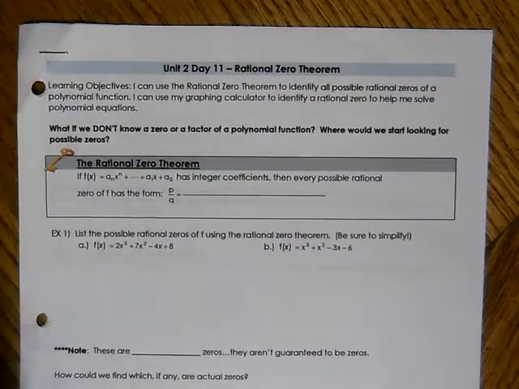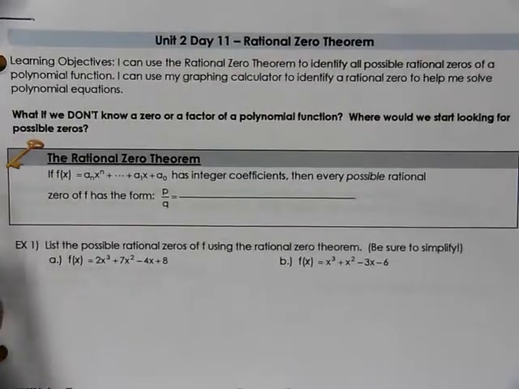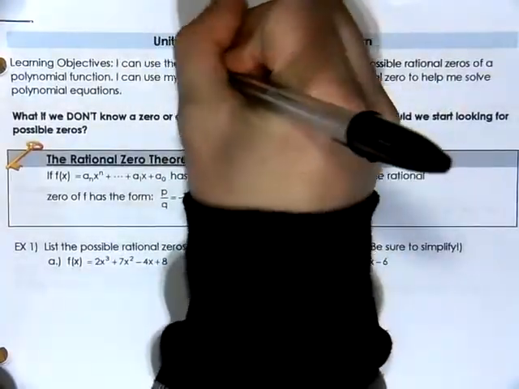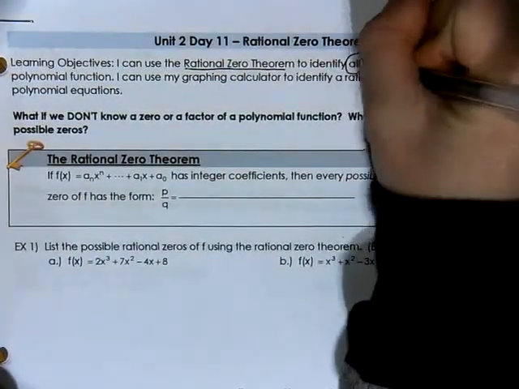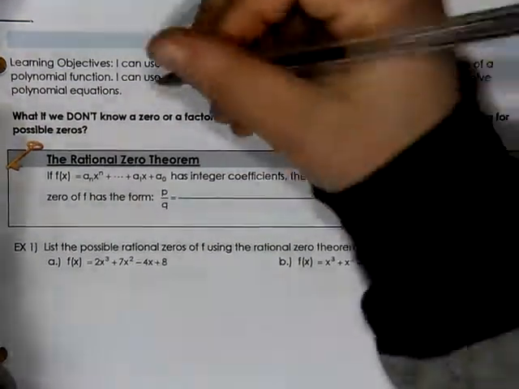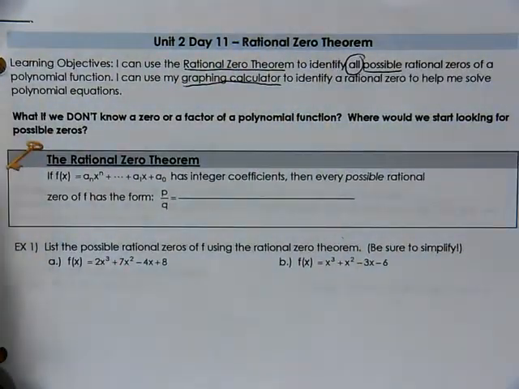Hi everyone, for today's lesson we are going to learn about the rational zero theorem. Our learning objectives for today are for you to be able to say, I can use the rational zero theorem to identify all possible rational zeros of a polynomial function. And I can use my graphing calculator to identify a rational zero to help me solve polynomial equations.